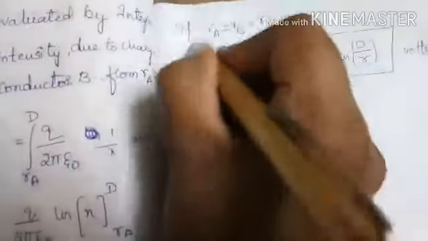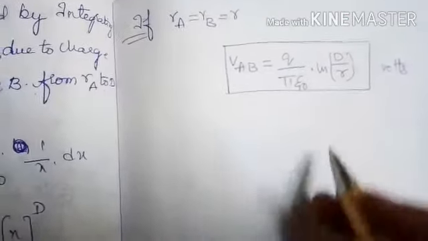So units are volts. This is for the case where the radius of conductor A and radius of conductor B are the same, then we will get this equation.